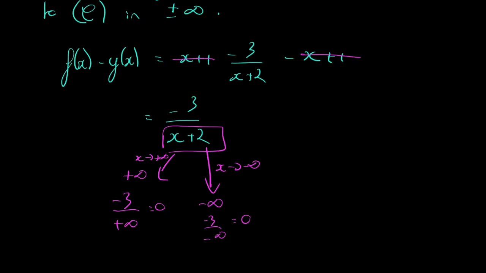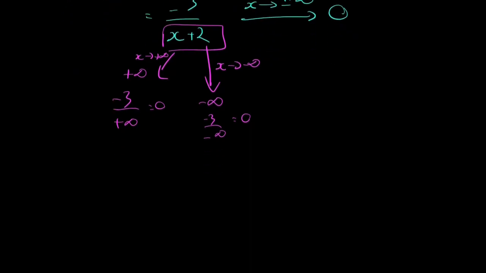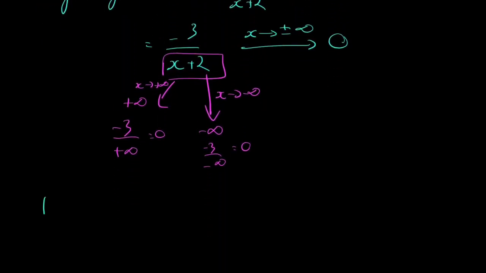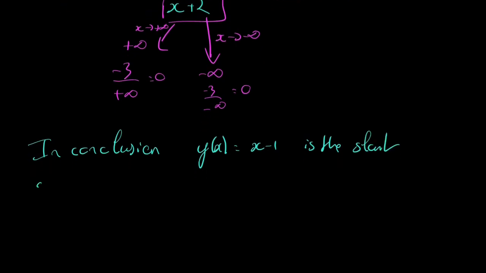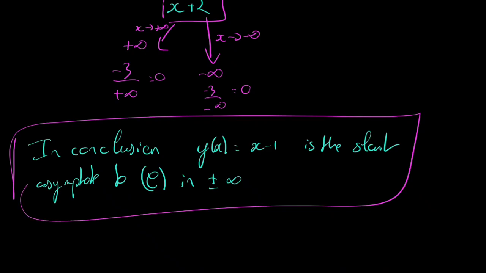And so this will tend, when x tends either to plus or minus infinity, to 0. And we have found our slant asymptote. And in conclusion, y of x, which is equal to x minus 1, is the slant asymptote to C in plus minus infinity. And we have solved the second part of our question.